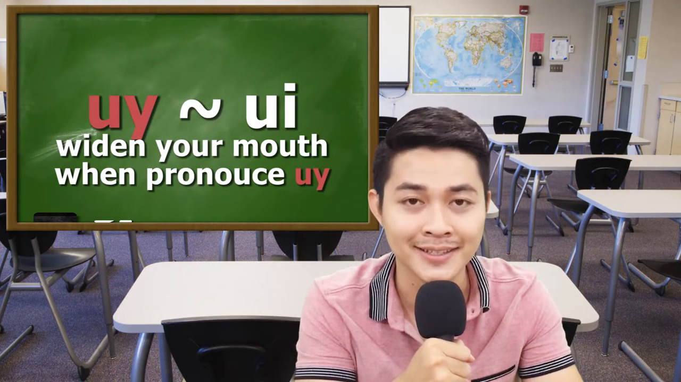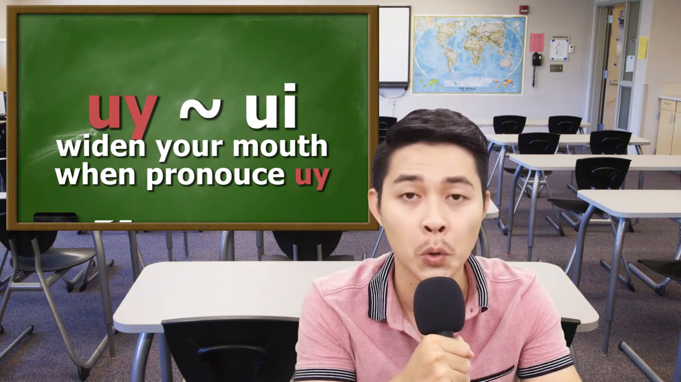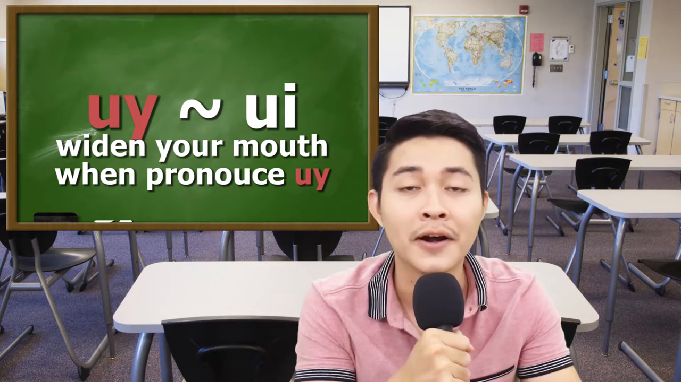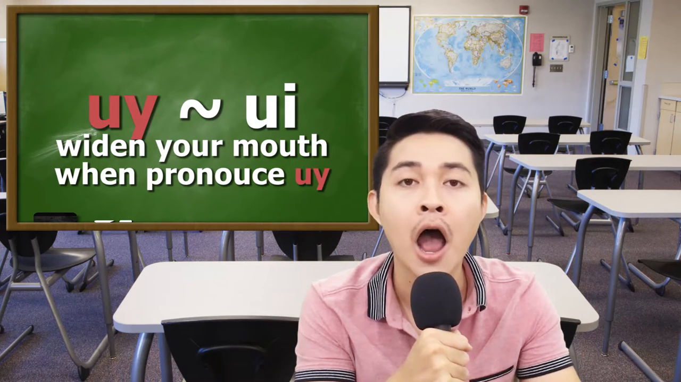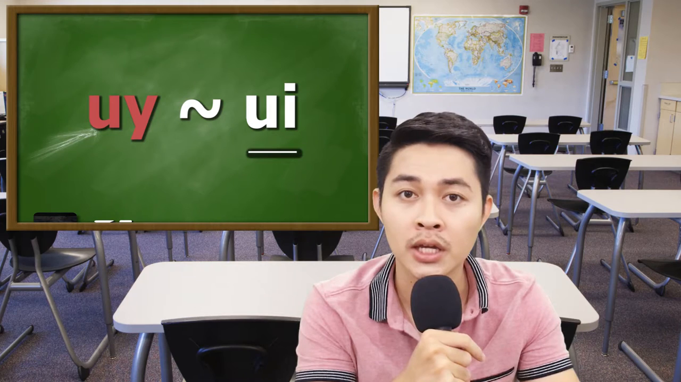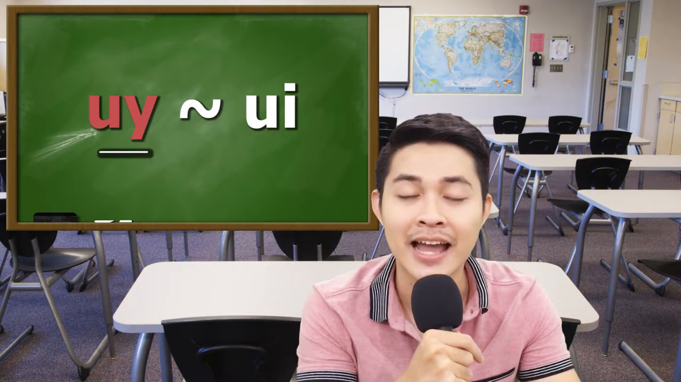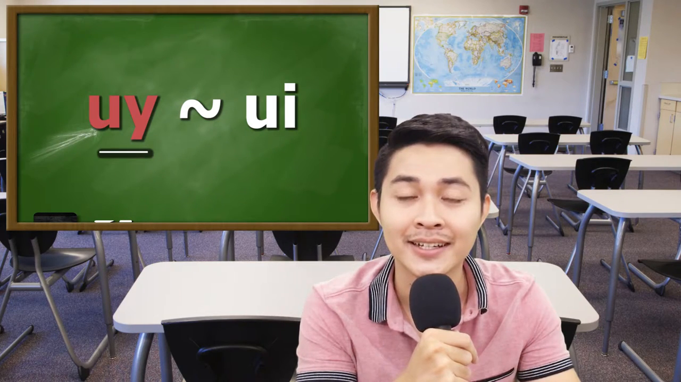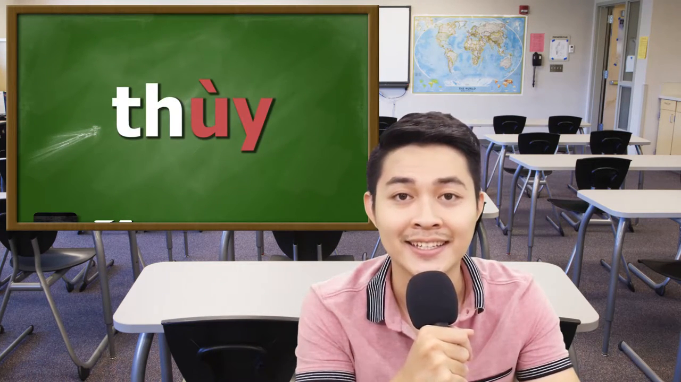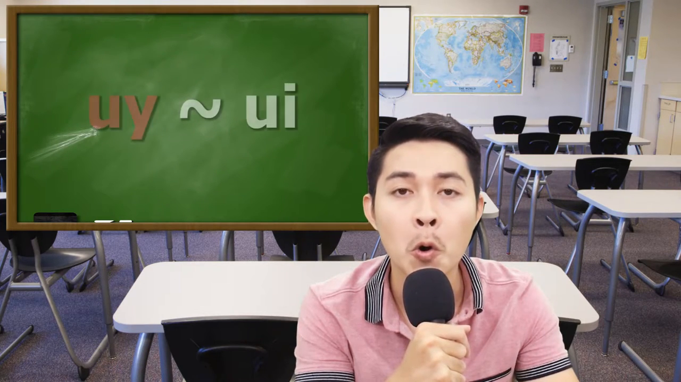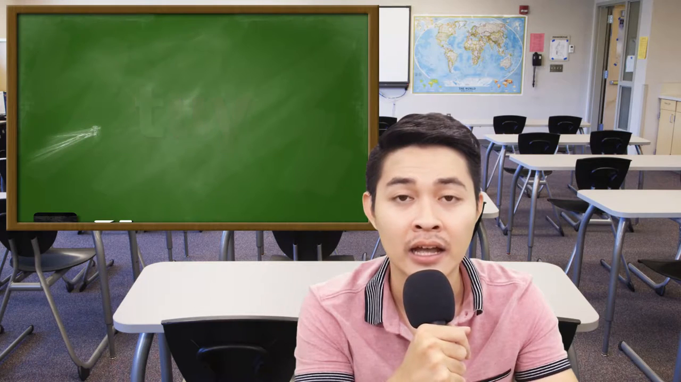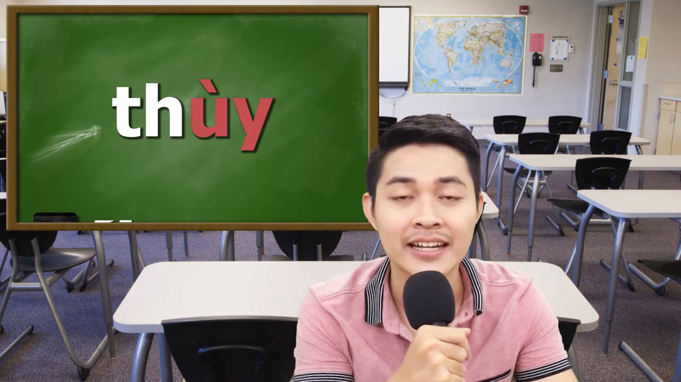The next cluster is ui. You may make mistakes compared to the previous ui. With this sound, you have to widen your mouth when you pronounce the E. For example, ui. See the difference? Ui. Now, ui. For example, tui. Now repeat after me. Ui. Tui. Good.